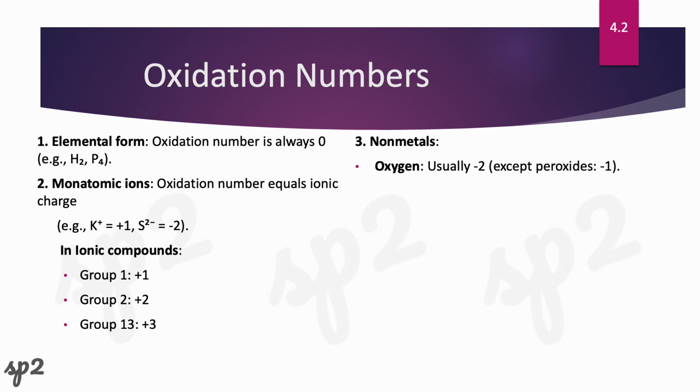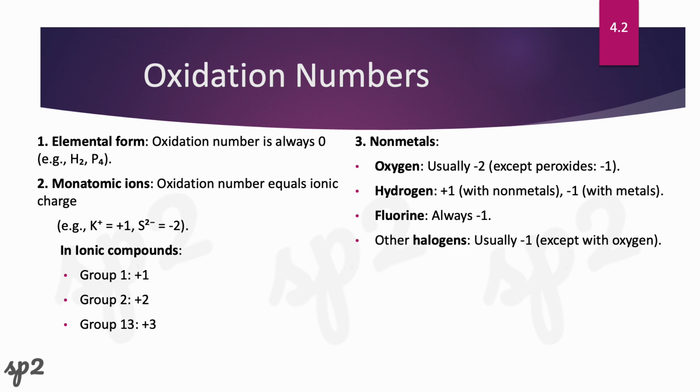So for example, oxygen is usually -2, unless you have it in the form of peroxide, which is -1. Hydrogen is typically +1 when it's bonded to a nonmetal, and it's going to be -1 when it's bonded to metals, okay? Fluorine is always going to be -1, okay? And any other halogens are also typically -1, unless you have them with oxygen, okay?